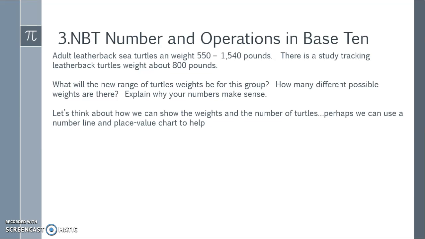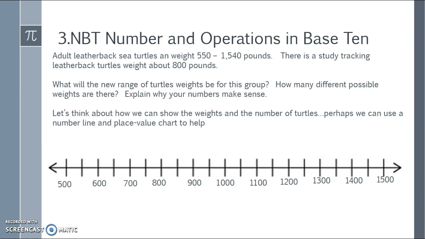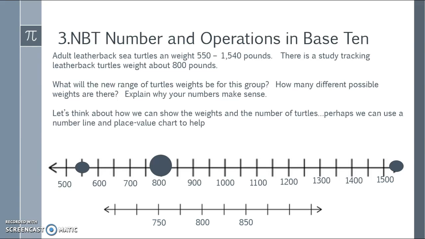So let's think about how we can show the weights and the number of turtles. Perhaps we can use a number line and place value chart to help us. So I have a number line from 500 to 1,500. I know that the average sea turtles weigh 550 to 1,540, so I put those dots on the number line. The number in question we're thinking about is 800, so slightly more towards the smaller end.